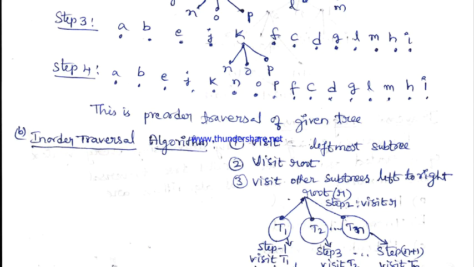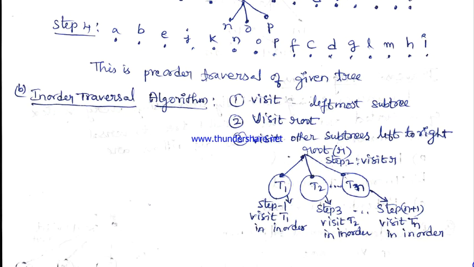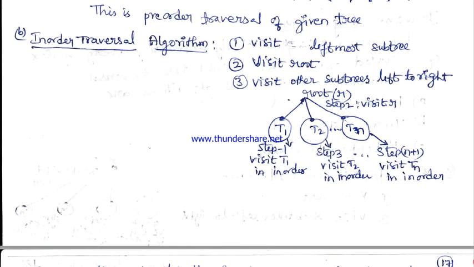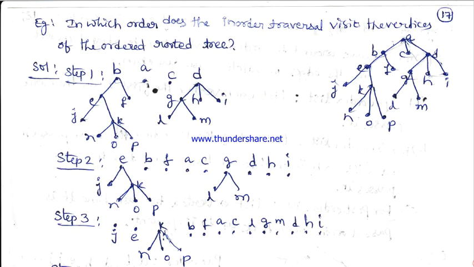Now let us see what the in-order traversal algorithm is to access the information associated with the different vertices in the rooted tree. According to this in-order traversal, as shown in the diagram here, first we have to visit the leftmost subtree of the given tree, then the root vertex has to be visited, followed by all the remaining subtrees to be visited. Now let us see an example.